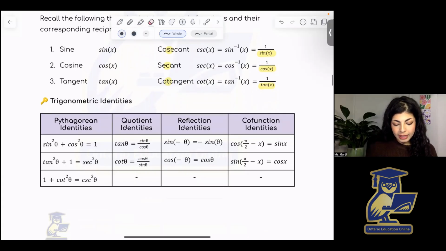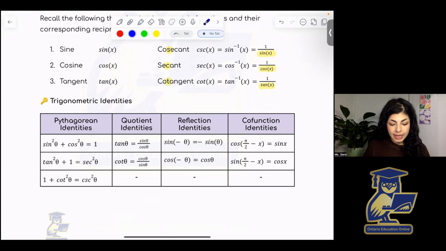Now, our quotient identities, tan we already know is sine over cosine, but now cotangent is, because it's the reciprocal of the tangent function, then it is actually the reciprocal of this as well. So it's cosine over sine. And those are our only two quotient identities.